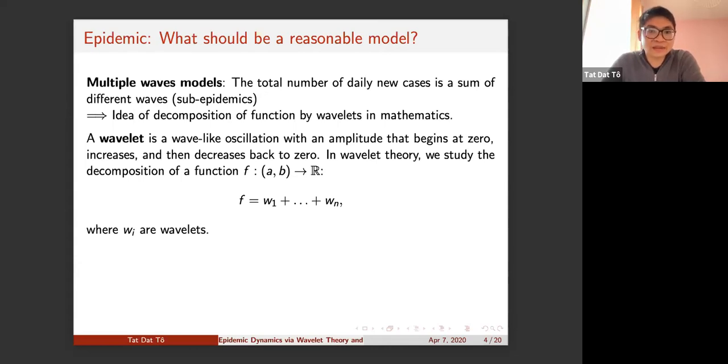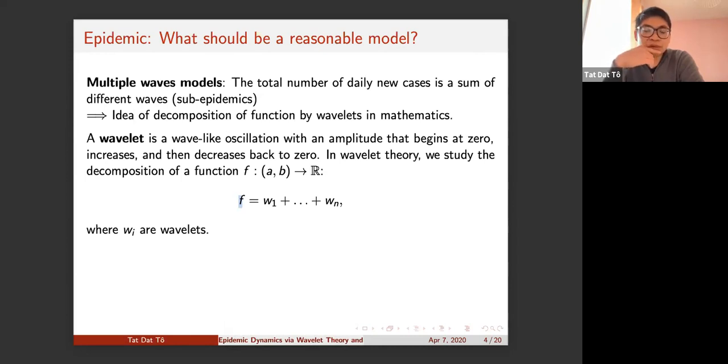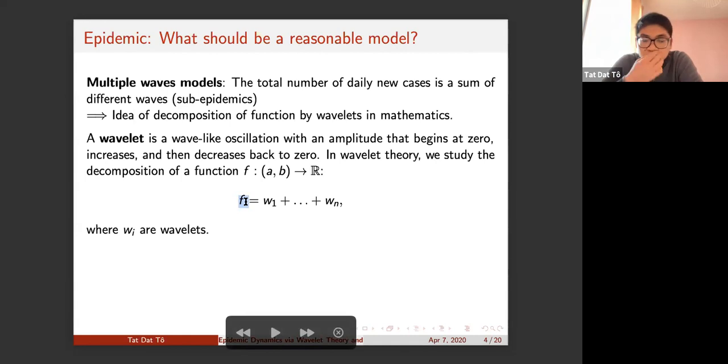So that's the idea. If you consider f as the number of daily new cases of COVID-19, then each w1 up to wn may represent the number of daily cases of a sub-epidemic, I mean a sub-epidemic for a location or a sub-epidemic in time. The total number should be combined from many other numbers.